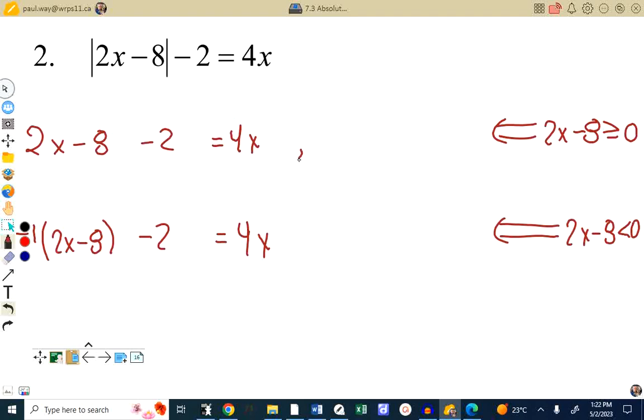It's a 2-step linear inequality. You're going to add 8 and divide by 2. And I hope that you see you're going to get x is greater than or equal to 4. Are you on board with that? Yeah?